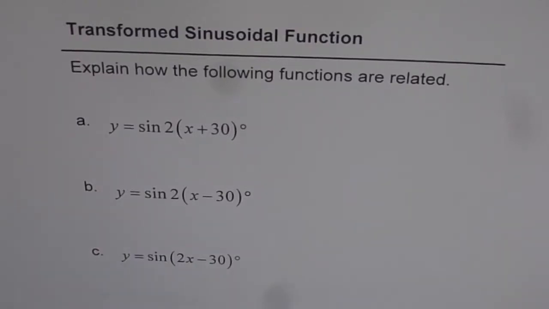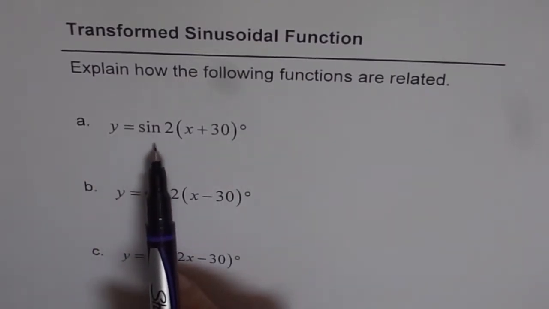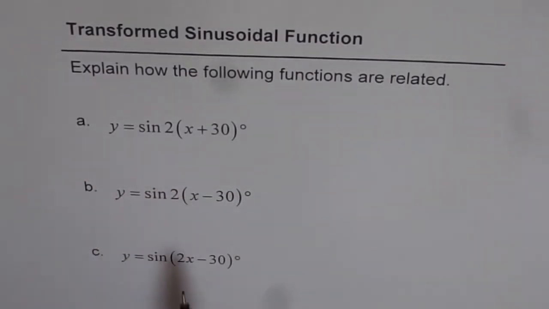Let us analyze a few sinusoidal functions and then understand how they are being transformed. So the question before us is, explain how the following functions are related. A, B, and C, we are given three sinusoidal functions. The first one is y equals sine 2 of (x plus 30). The second one is sine 2(x minus 30). And the last one is sine (2x minus 30).